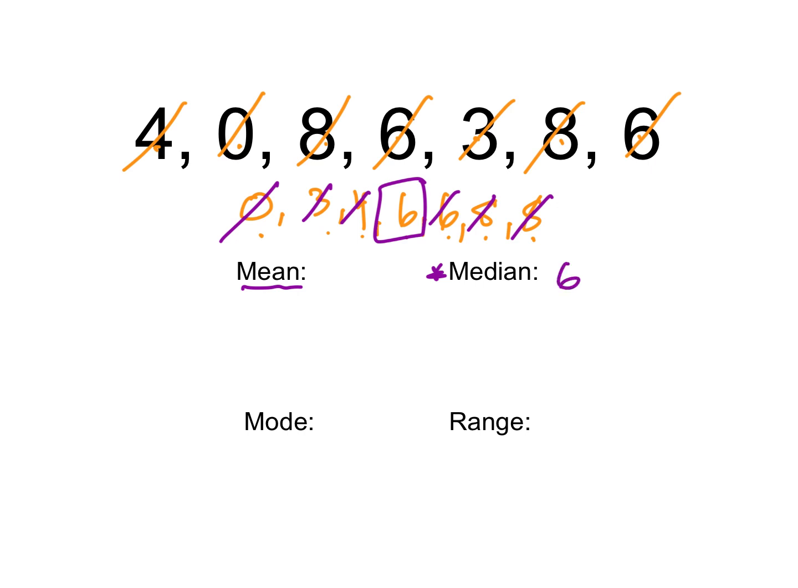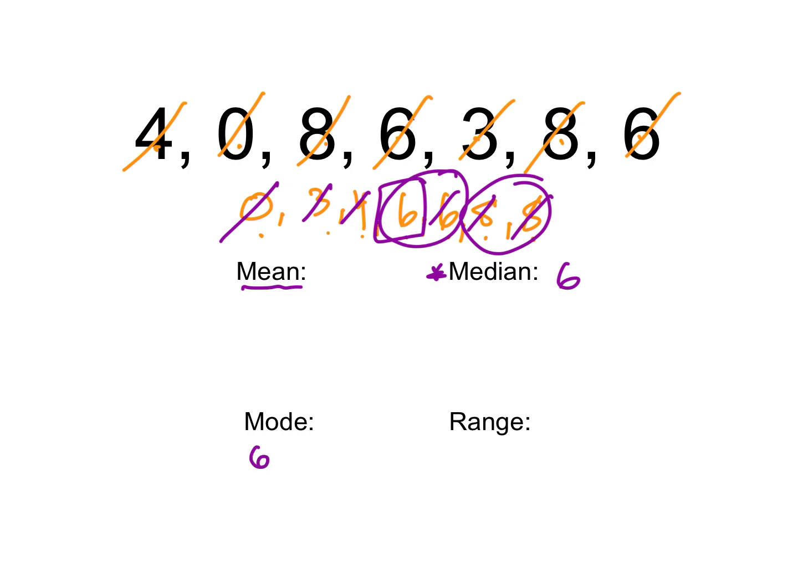All right, the mode. Hey diddle diddle, the median's the middle. You add and divide for the mean. The mode is the one that appears the most. Okay, I see that there's two 6s and two 8s. Which one appears the most? Well, they both do. They tie, right? And so if there's two that tie or three that tie, there can be more than one mode.